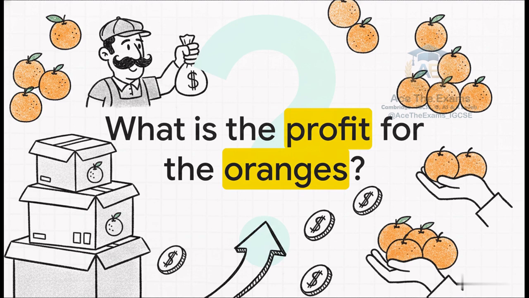He buys 3 massive boxes of oranges. Each box holds 144 oranges and costs some $14.40. He then turns around and sells every single orange to his customers for 12 cents apiece. So the question is, how much does he actually take home at the end of the day?